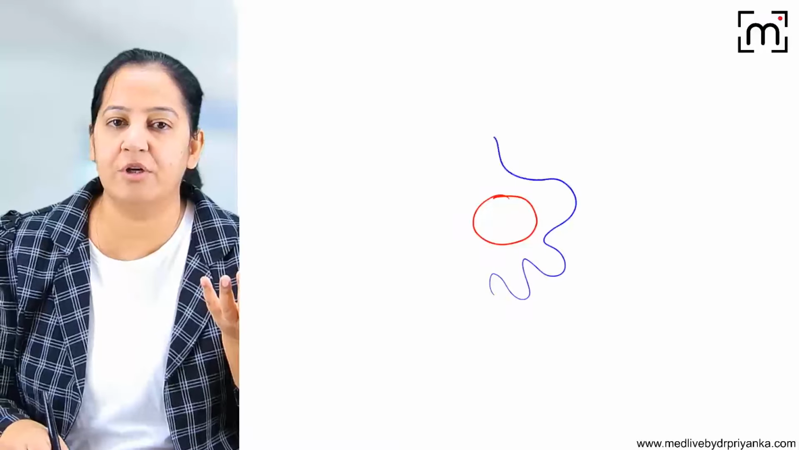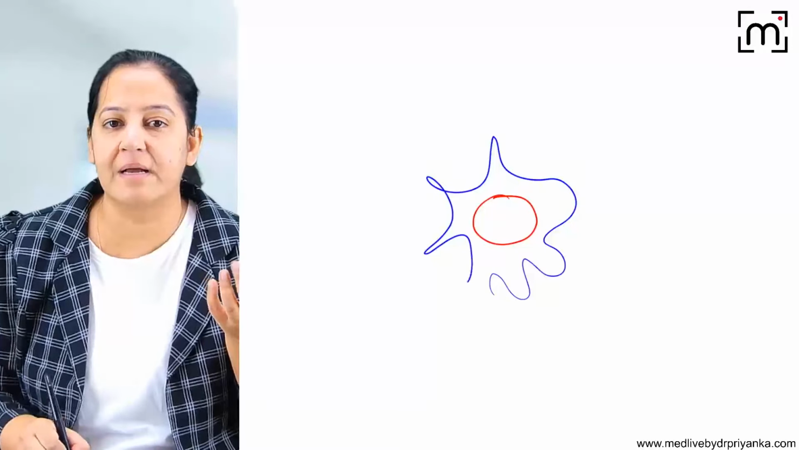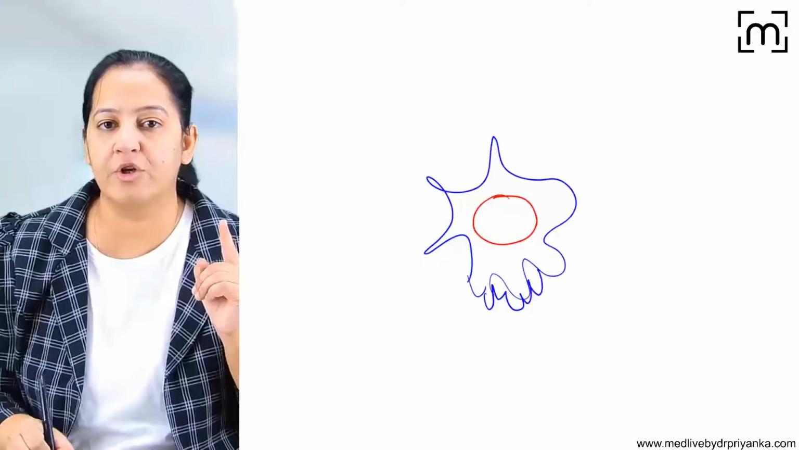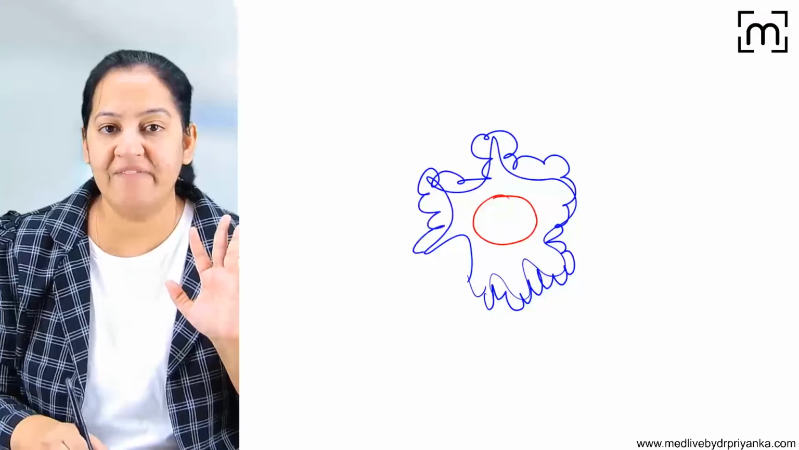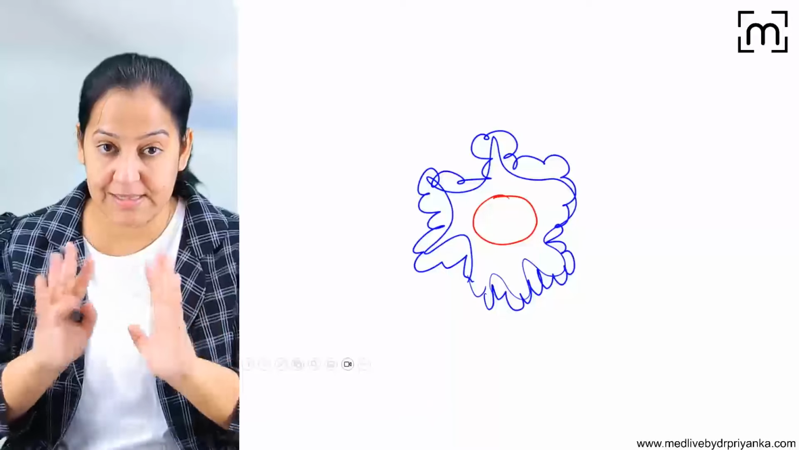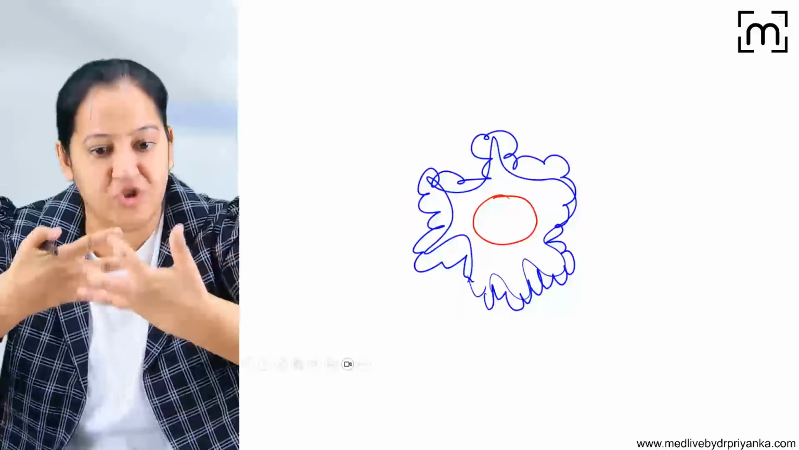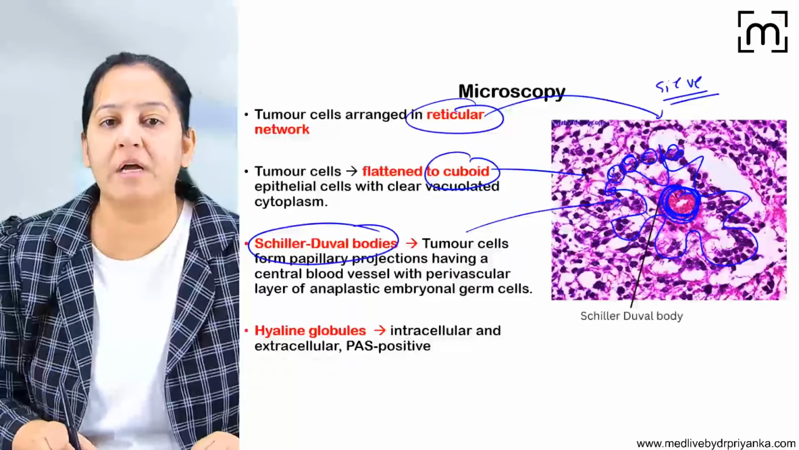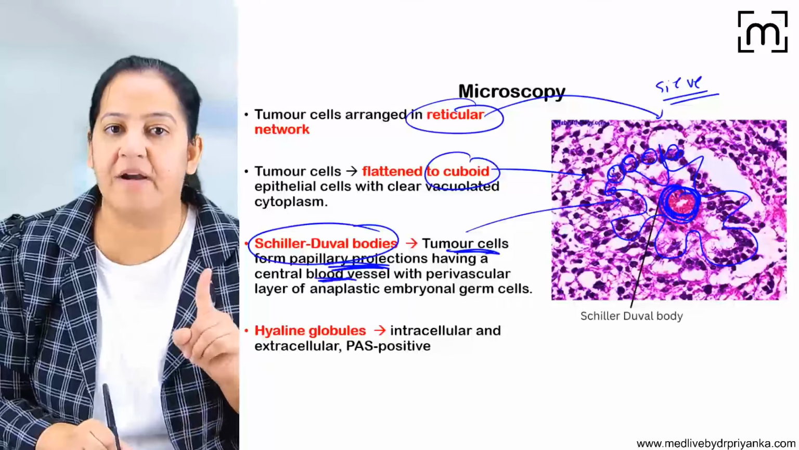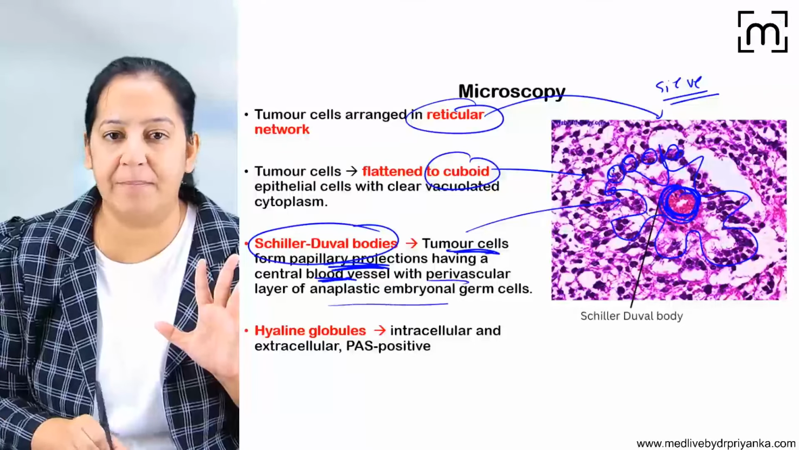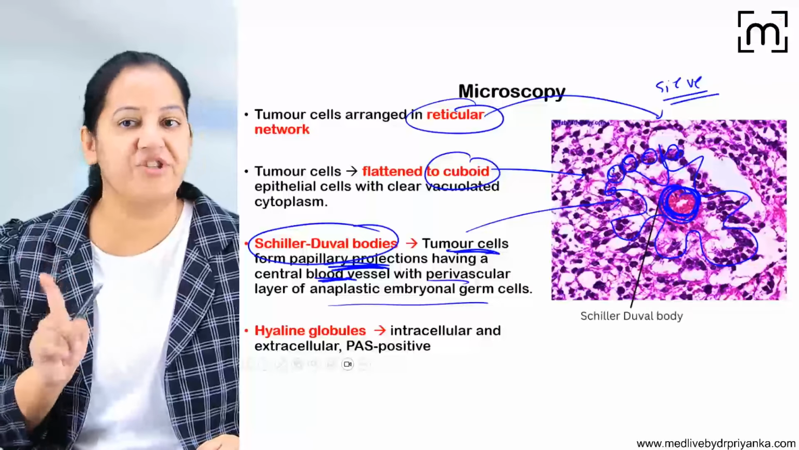So what is Schiller-Duval body? We have a blood vessel at the center and we have tumor cells arranged around it like this. This is the arrangement of the tumor cells around the blood vessel. We will draw the tumor cells over here, the cuboidal tumor cells. So perivascular arrangement of the tumor cells around the blood vessel with papillary projection is known as Schiller-Duval body. Tumor cells form a papillary projection around the central blood vessel with a perivascular anaplastic germ cell. This is known as Schiller-Duval body.